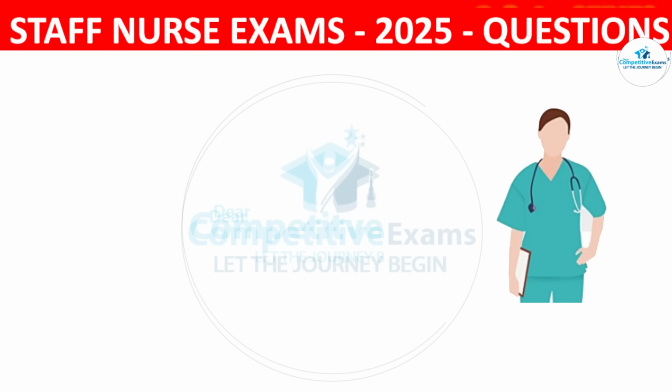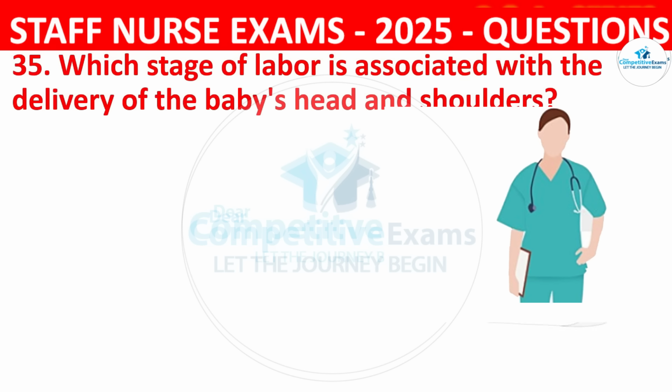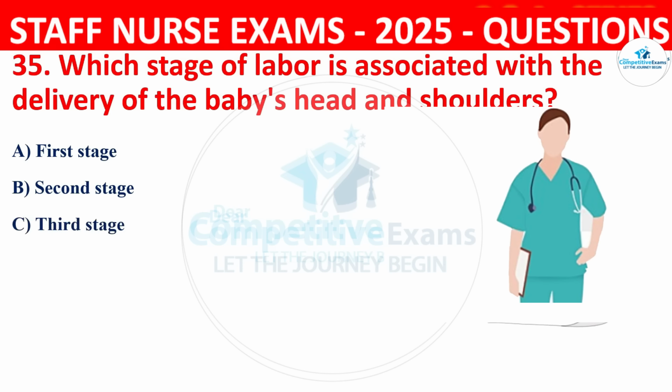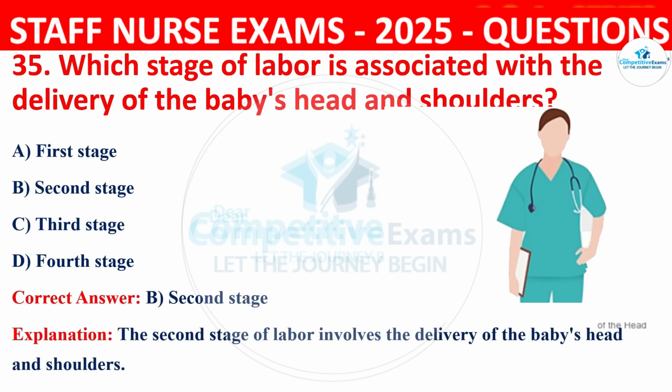Question number 35. Which stage of labor is associated with the delivery of the baby's head and shoulder? The options are first stage, second stage, third stage, or fourth stage. The correct answer is B, that is second stage. The second stage of labor involves the delivery of the baby's head and shoulders.